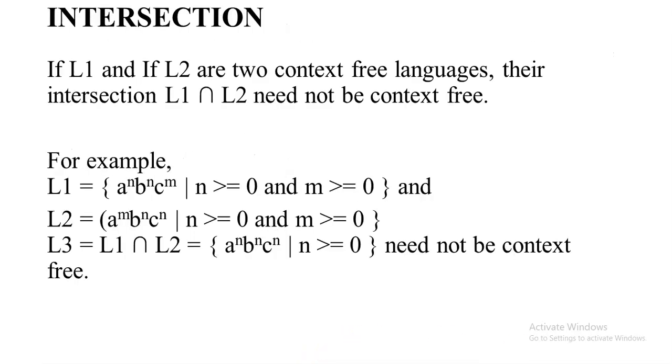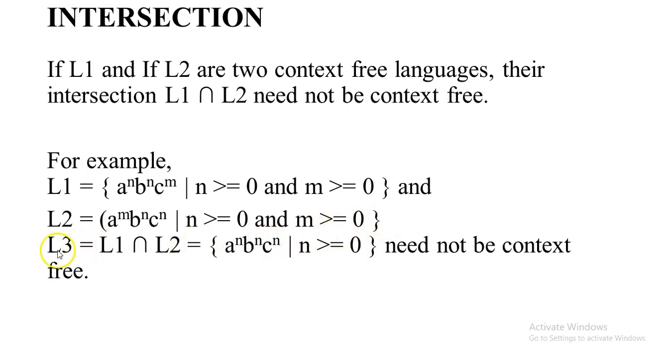Then intersection. If L1 and L2 are two context-free languages, their intersection L1 intersection L2 need not be a context-free language. For example, L1 generates the set of strings A to the n, B to the n, C to the m, where the number of A's should be equal to the number of B's, followed by C's, with n greater than or equal to 0 and m greater than or equal to 0. L2 says A to the m followed by B to the n, C to the n. That is, the number of B's should be equal to the number of C's, with n and m greater than or equal to 0.